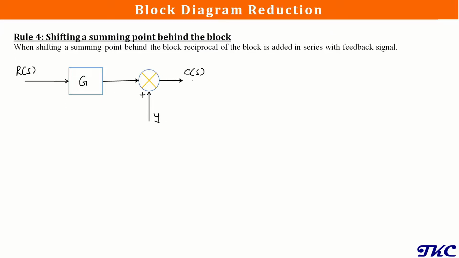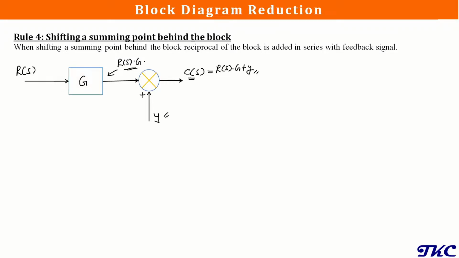Now when we want to find the value of C of S, or the output here, we need to first get the signal that we have after this block G. So it will be R of S into G, and the signal after this summing point will be C of S. So that C of S will be the addition of these two values, R of S into G plus the Y signal. So it will be R of S into G plus Y. So this is the output.